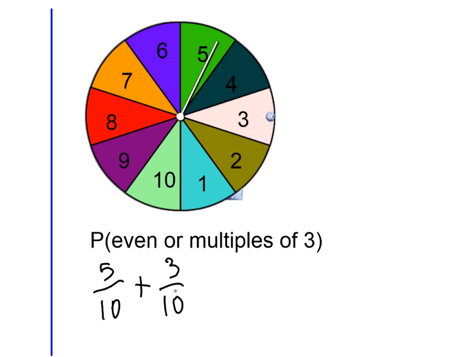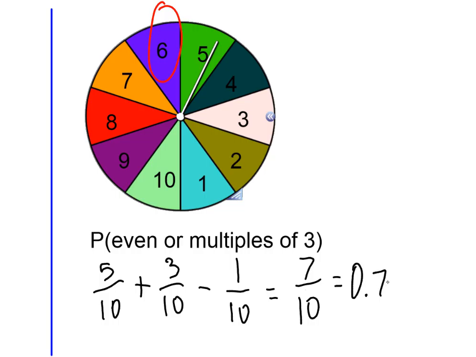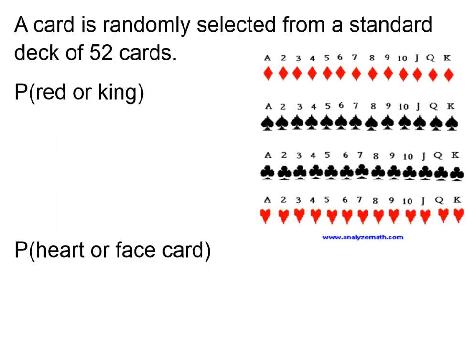Are there any even but also multiples of 3? There are. The number 6 is both an even number and a multiple of 3. So we are going to subtract that probability as well. 3 plus 5 is 8. 8 minus 1 is 7. There is a 7 out of 10 chance of the spinner landing on an even or a multiple of 3. This is approximately 0.70.